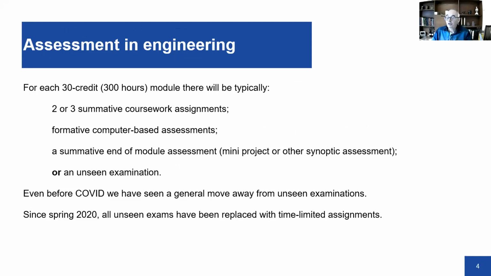So that's a bit about the OU. I thought I'd go on to say how we tend to do assessment in the engineering faculty. Typically, for a 30 credit module, which equates to about 300 hours of study, we would ask students to do 2 or 3 summative pieces of coursework, perhaps some formative computer-based assessments, and then a summative end of module assessment, which typically would be a mini project, or in some cases we would ask them to do a traditional unseen examination.